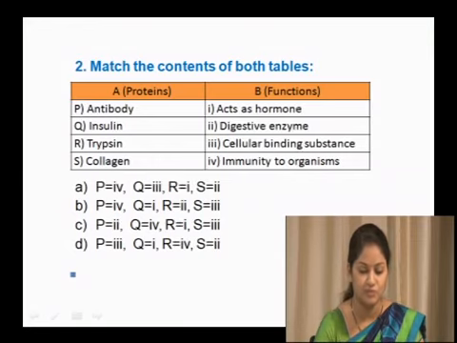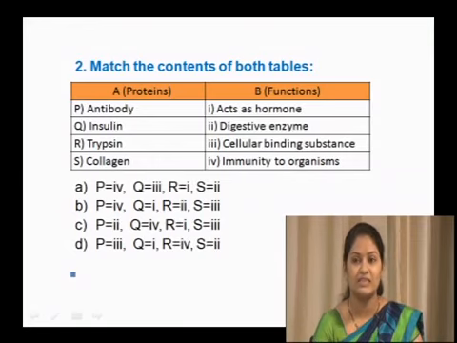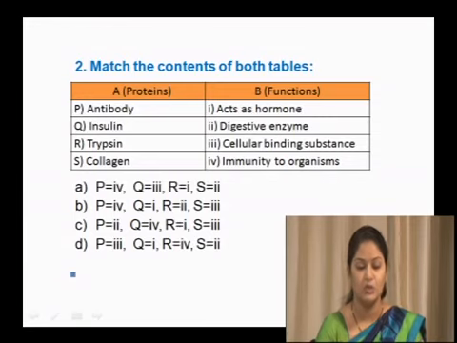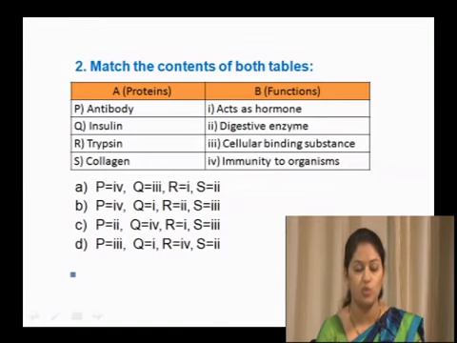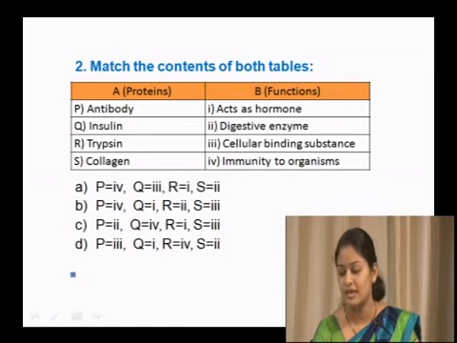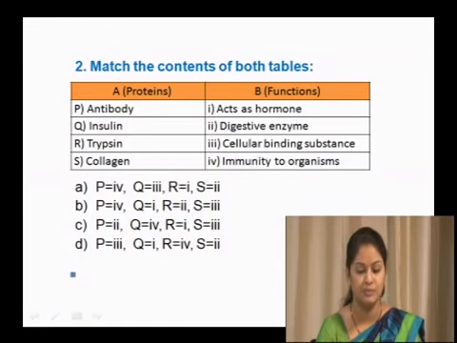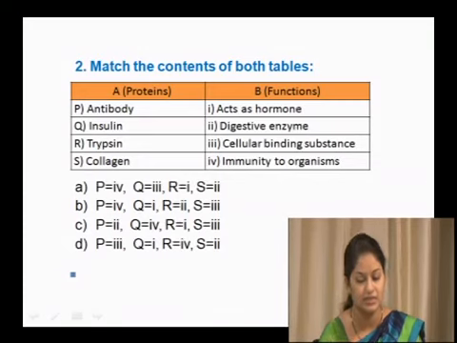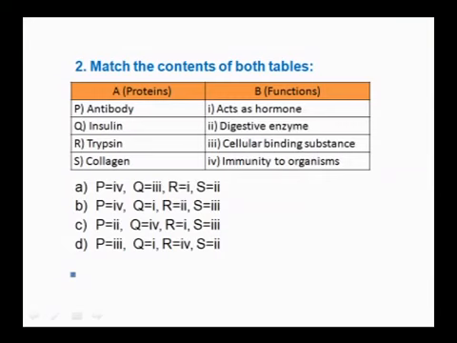Next comes trypsin. Trypsin is a digestive enzyme. And last one, collagen, it is a binding material found between the animal cells which holds all the cells together. So the option for these matching tables is option B, that is P4 Q1 R2 S3. Moving on to next question.